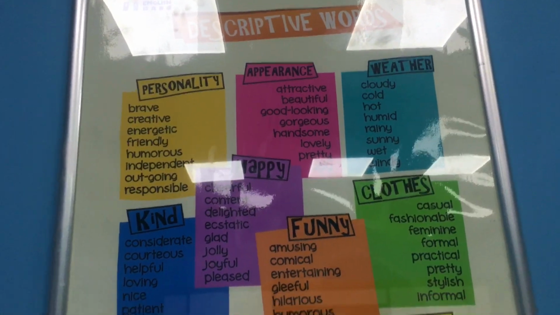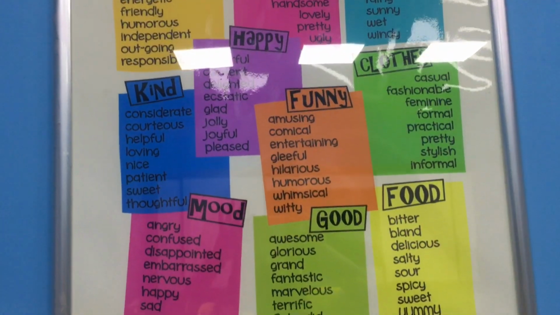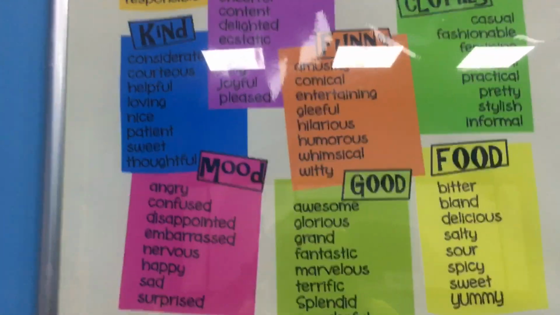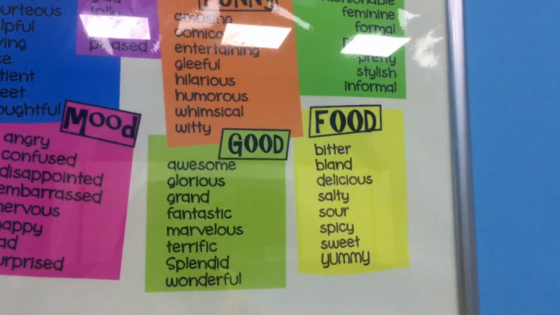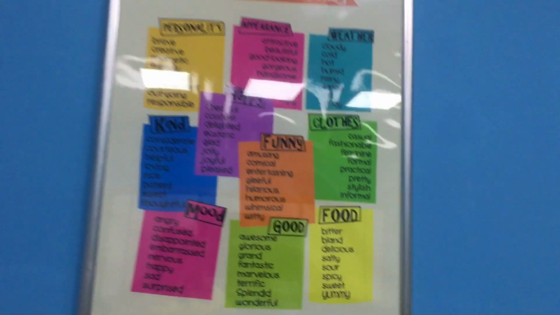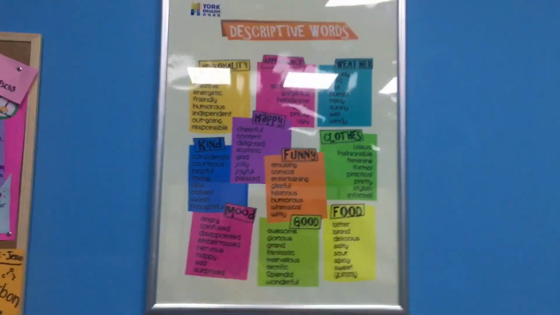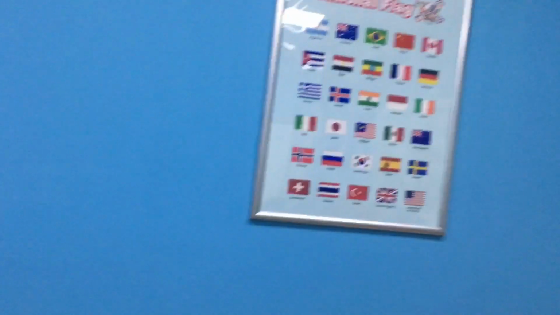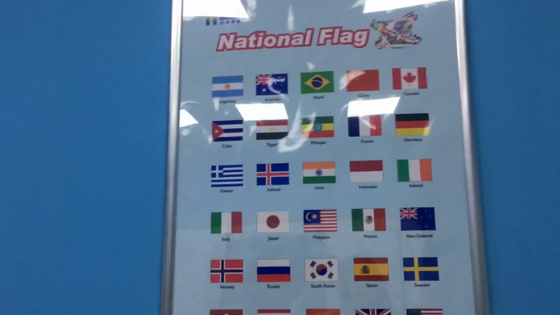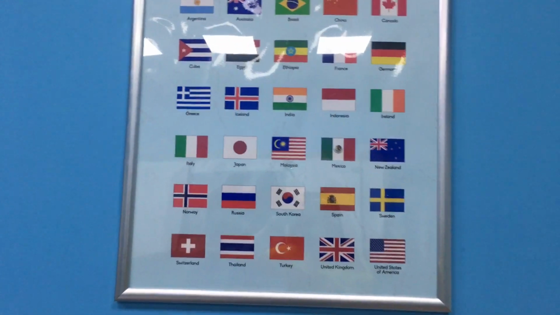So if you look at these things, these will help you describe what's going on. So maybe you have a certain mood that you're feeling, or you want another word for good. This is just useful adjectives to help Chinese speakers not use the same ones all the time. And then here is just national flags of other countries, which is nice to have for certain units.